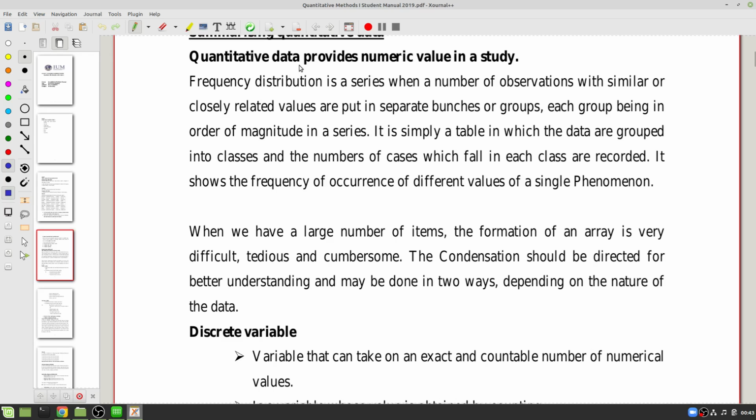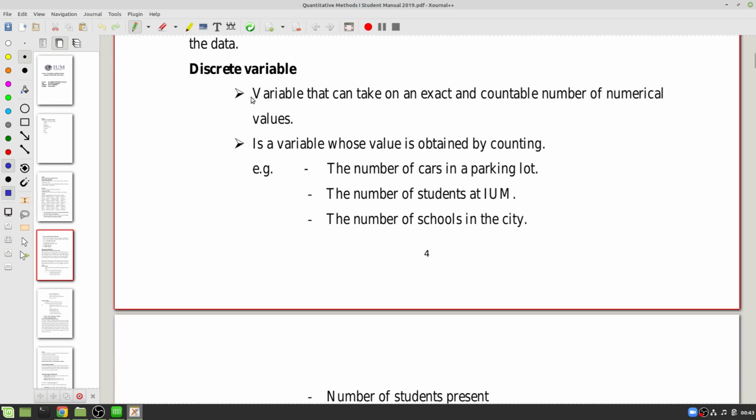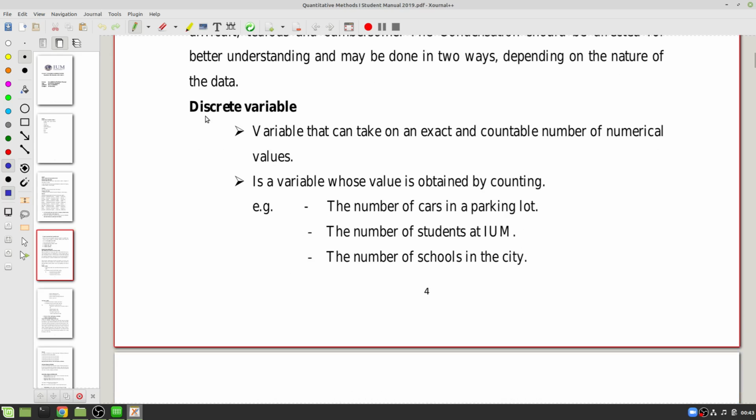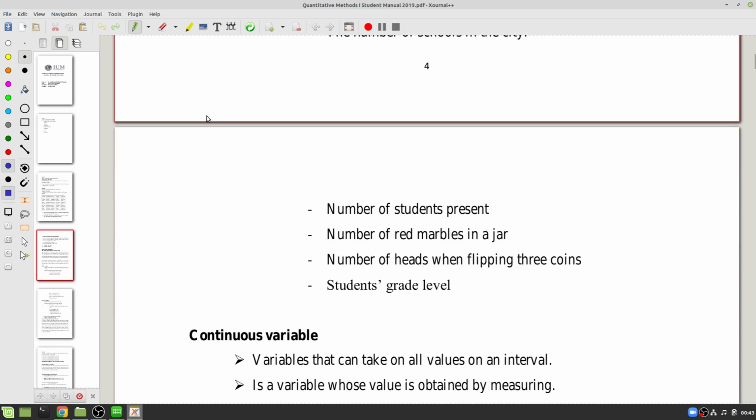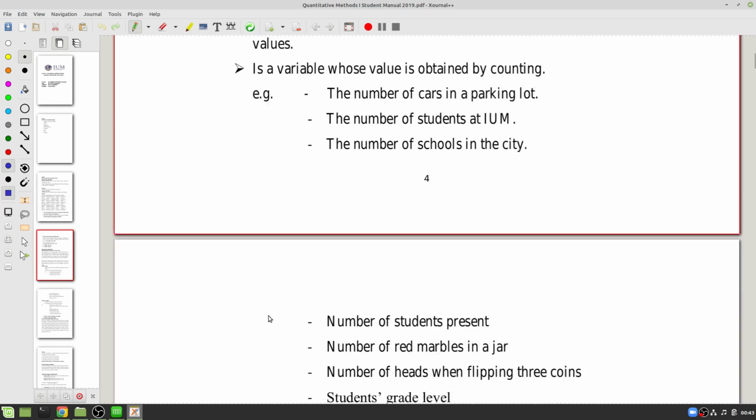Okay, so quantitative data provides numeric value in a study. You can read through this in your own time. Not too much to see there. It's just definitions, so it'd be good to know them. What is important though is the difference between a discrete variable and a continuous variable.